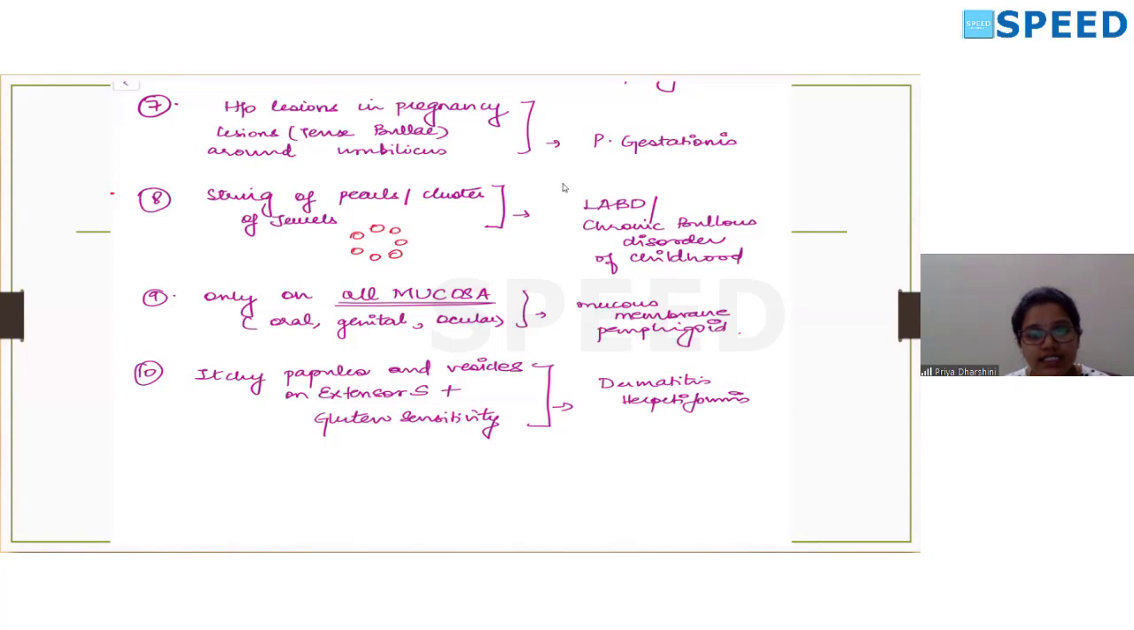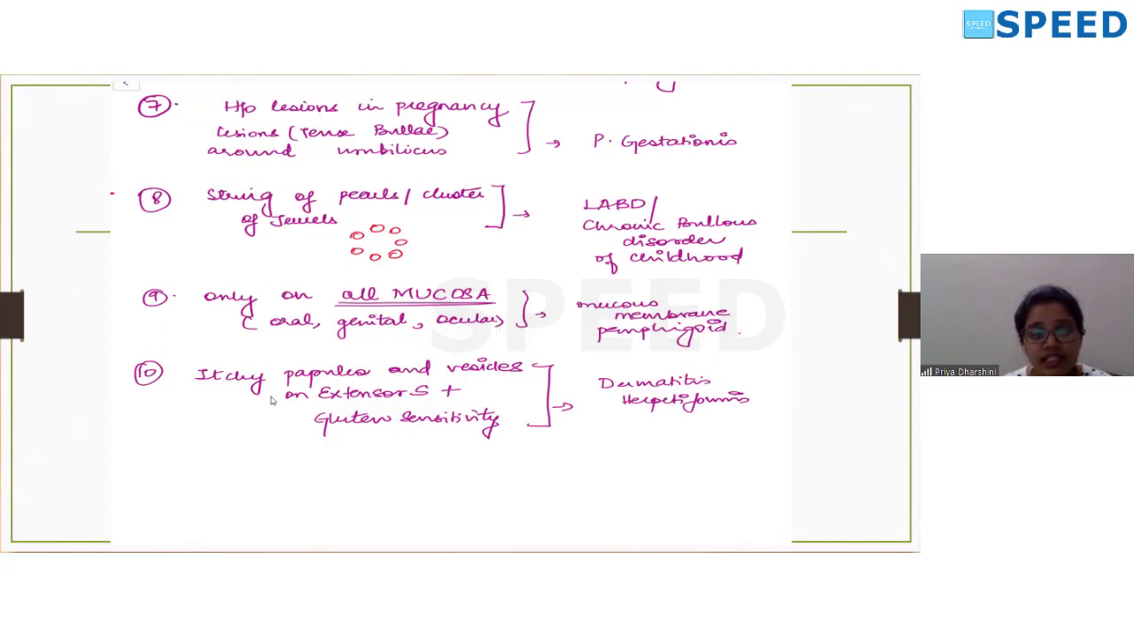And if linear IgA disease occurs in childhood, it is called chronic bullous disorder of childhood. So mainly the classical string of pearls or cluster of jewels appearance occurs in chronic bullous disorder of childhood. And if the patient is having lesions only on the mucosal areas, it is very easy to diagnose. It's mucous membrane pemphigoid, and it will be associated with scarring.